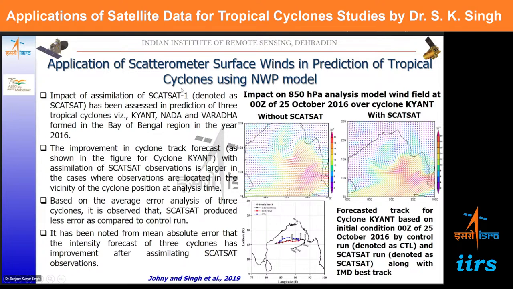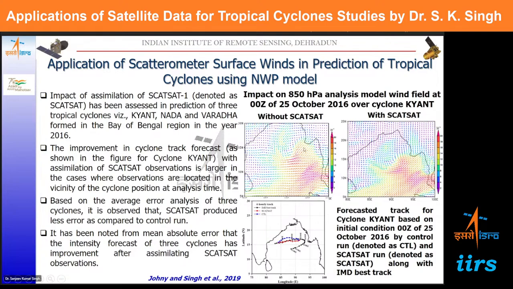So spectrometer data has been assimilated in the NCMRWF GFS model. This spectrometer data has been taken for 3 cyclones, Kyant, Nada, and Vardah, which formed in 2016. So these 3 cyclones have been taken as a case study. Look at this picture, the wind vector. Actually, a two-type experiment is conducted. One is without ScatSat, and another one is with ScatSat.